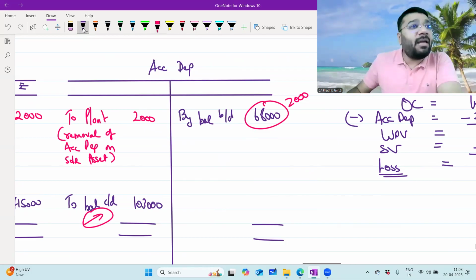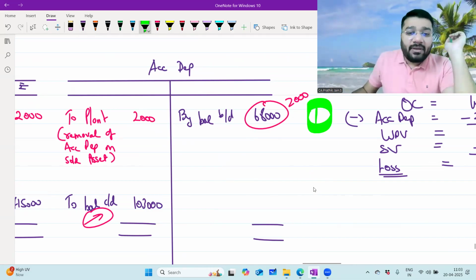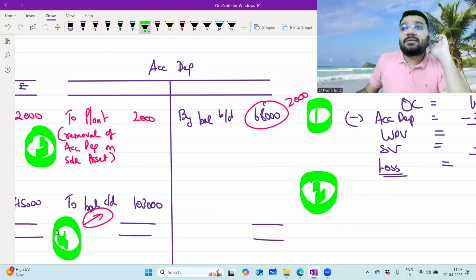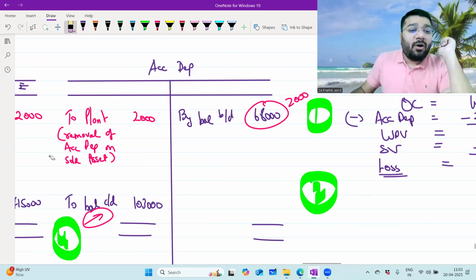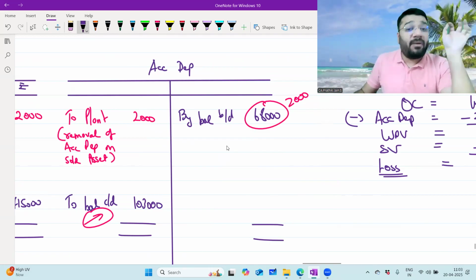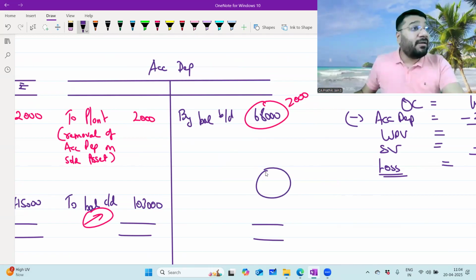Wonderful. In your accumulated depreciation, always you'll have only 4 items. This is the first item, second item depreciation, third item removal, fourth item closing balance. Coming. So now you will take this normally as a balancing figure. But before you take this information as a balancing figure, you have to see if there is any depreciation given. If depreciation is given, then you have to be very careful.